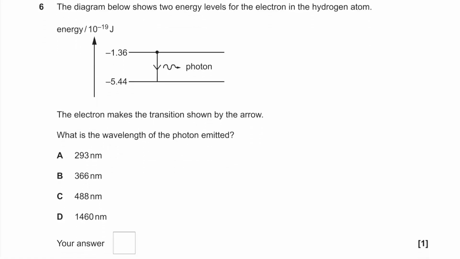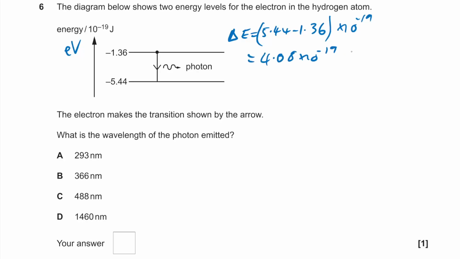6, energy levels. What's the wavelength of the photon emitted? Change in energy is going to be 5.44, take away 1.36. That's going to give us our difference in energy. Now, you might have gotten caught out with this, like I nearly did. Quite often when we see times 10 to the minus 19, we just assume that it's electron volts, and I almost fell into that trap. But no, it's just times 10 to the minus 19. So that's going to give us 4.08 times 10 to the minus 19 joules.